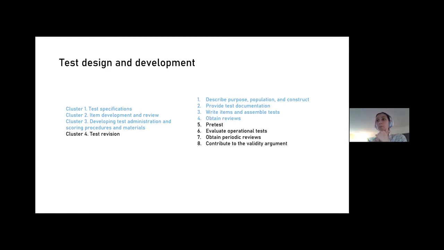Four is about obtaining reviews. And this is, again, about cluster 2, but more about the review piece. Developers are expected to obtain internal and external reviews of test specifications, items, assembled tests, and related materials by qualified reviewers.